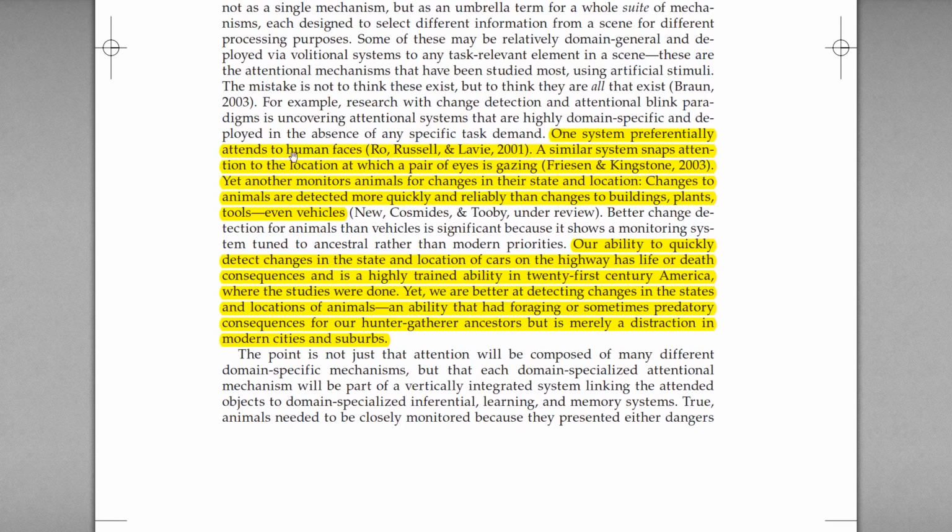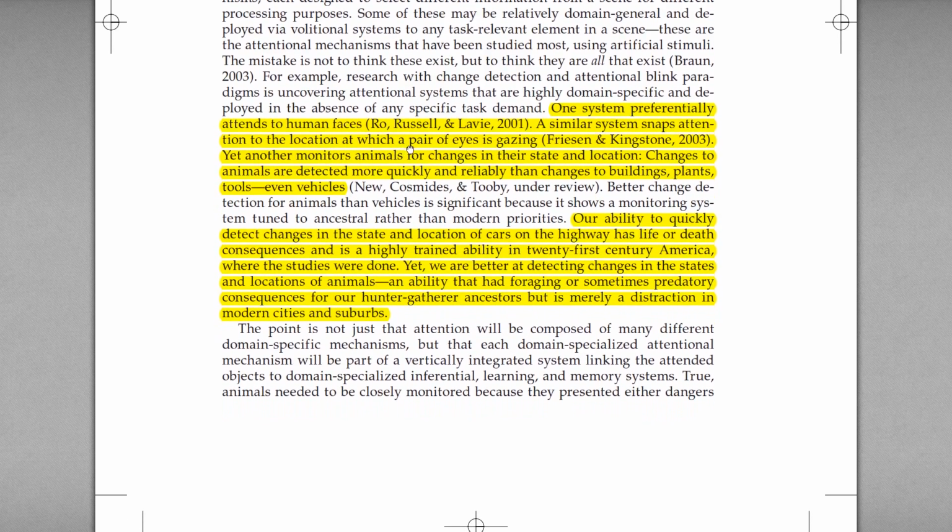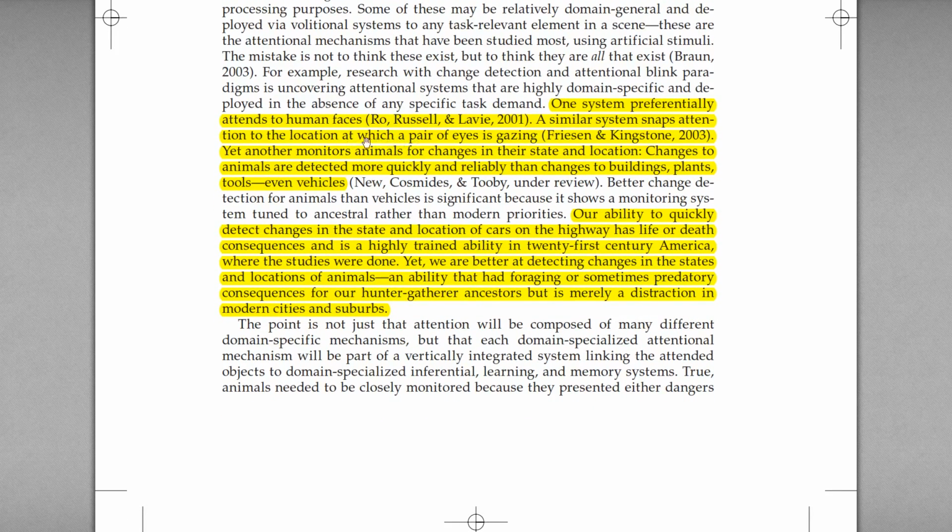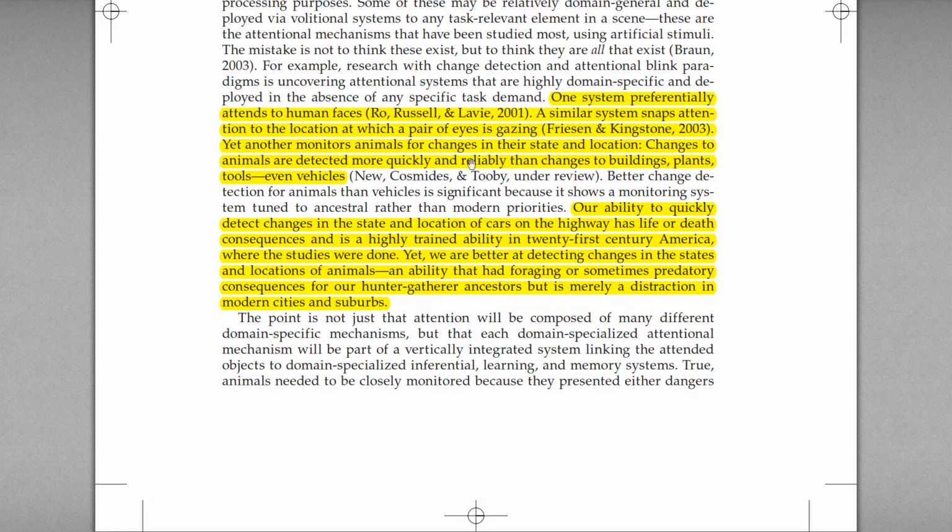One system preferentially attends to human faces. Then there's a system to see what location eyes are gazing, and we can monitor animals for changes in their state or location. And then of course these kinds of mental systems can be used to detect other kinds of movements, also in cars, for example. That's what they write about here.